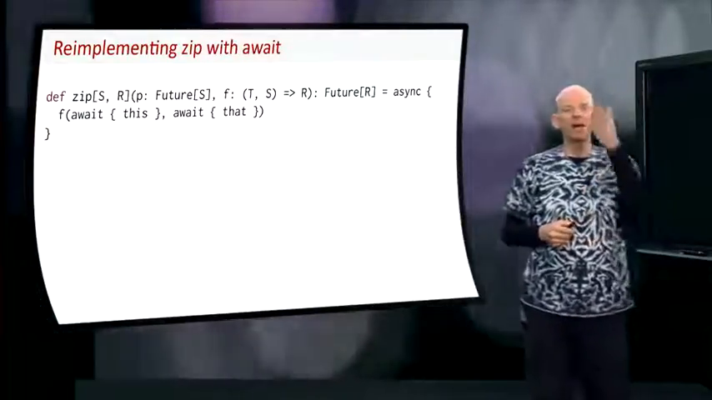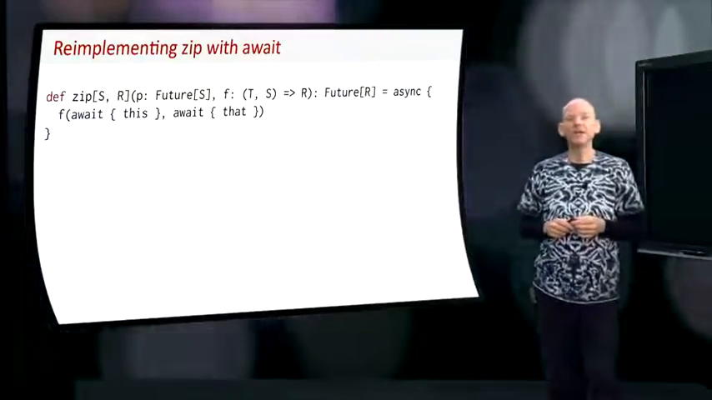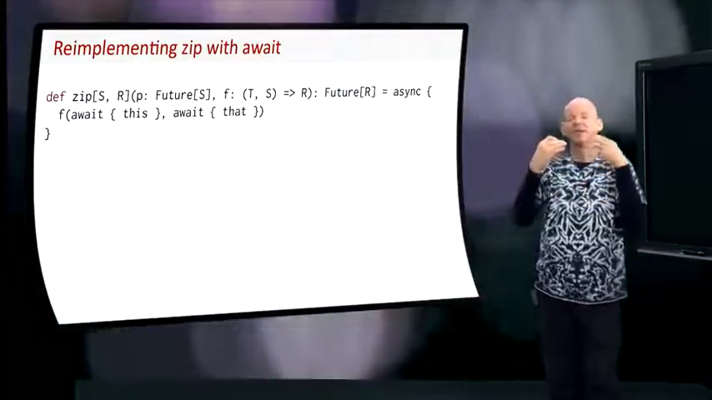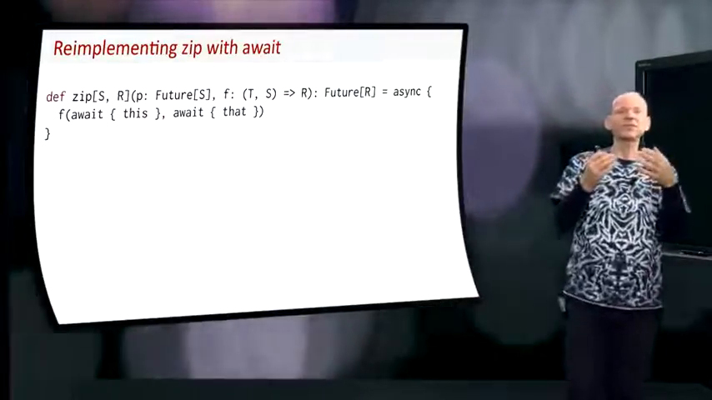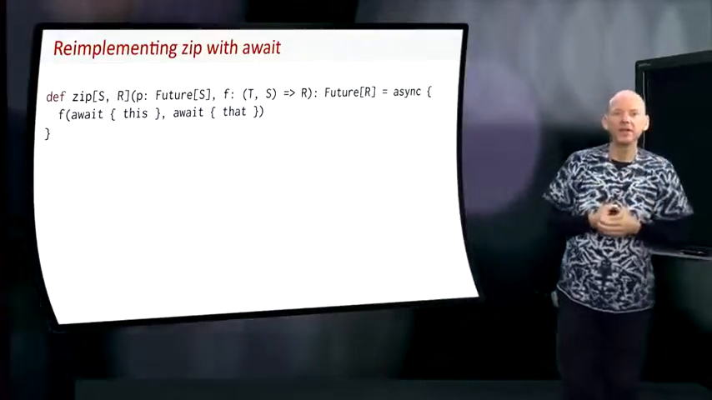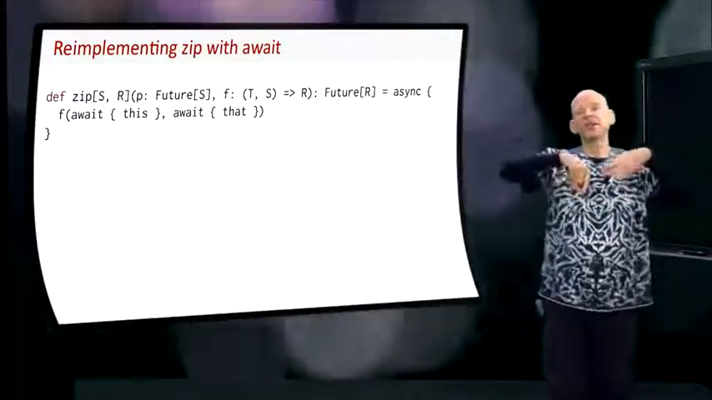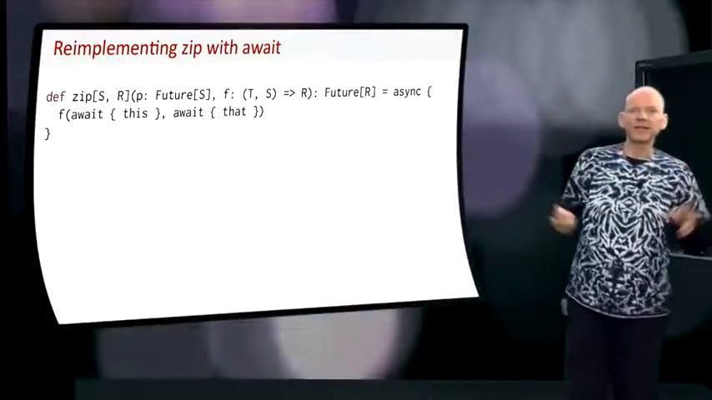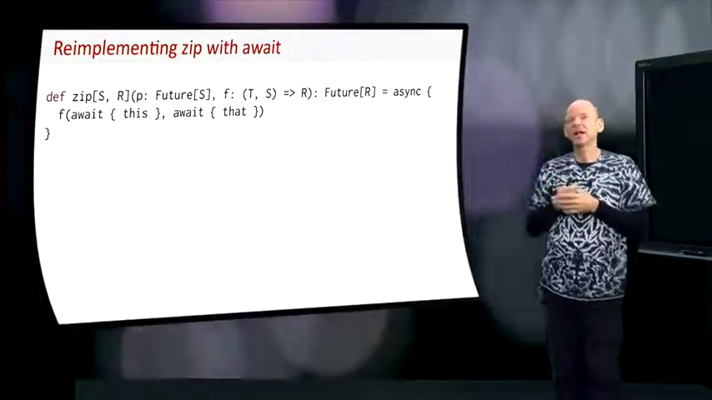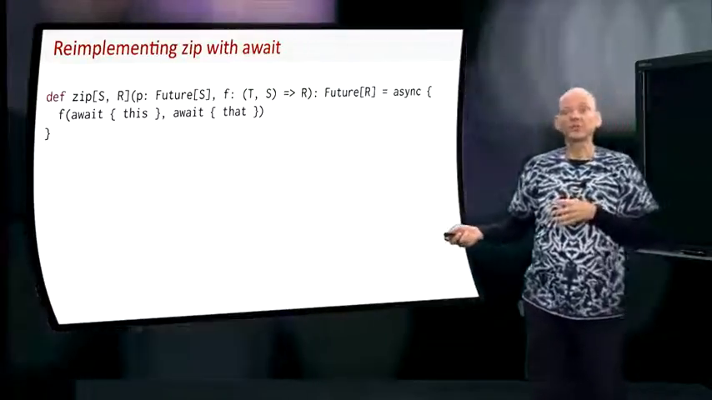Okay, now let's look at how we define zip using await instead of promises. And here you see that this is, again, much more elegant, because what zip does is we just await both of them, and then we just apply f. If any of them fails, the async block will take care of that. So this is, again, a little confirmation that I like this async await, despite all the problems that it has.